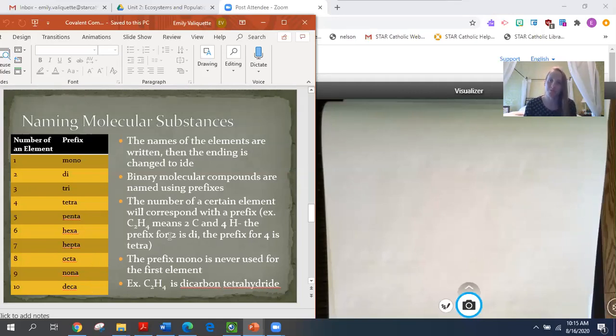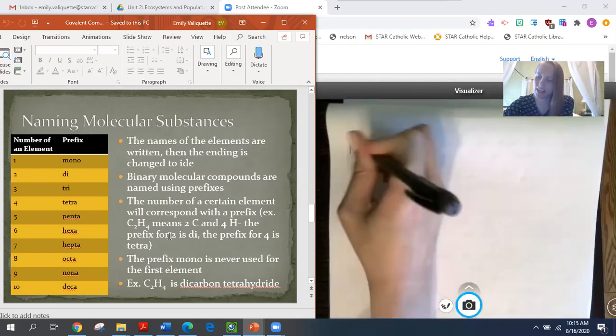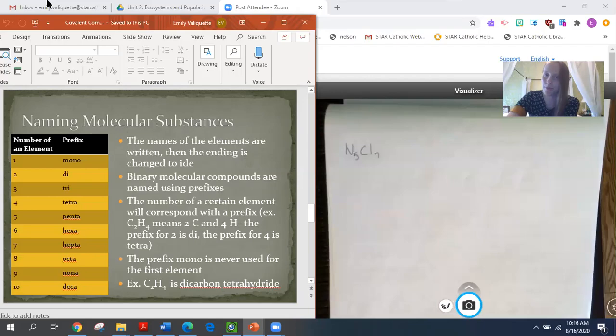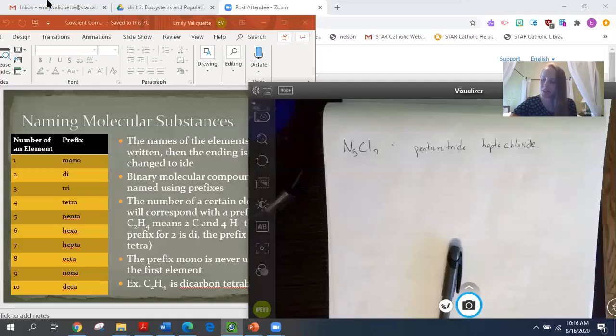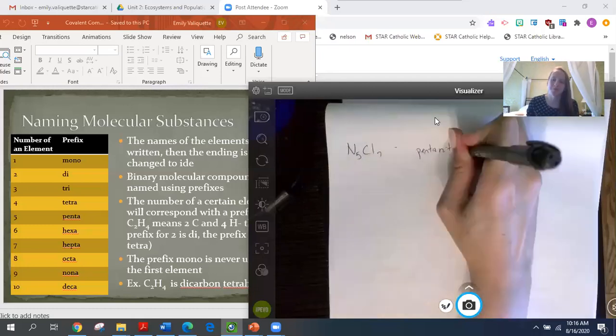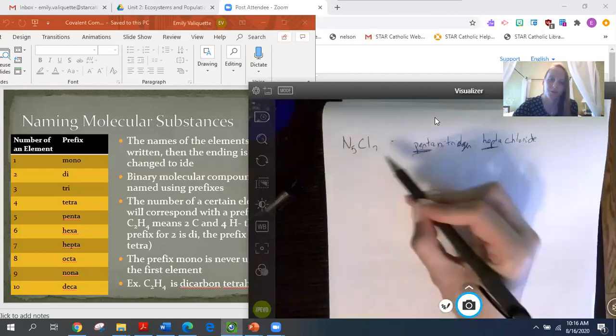We don't use the prefix mono at the very beginning of a molecular compound's name, but you would use it before a second element's name. So for example, C2H4, dicarbon tetrahydride. If you had something like N5Cl7, what would that be? For that, you should get pentanitrogen heptachloride. So penta for 5, hepta for 7.